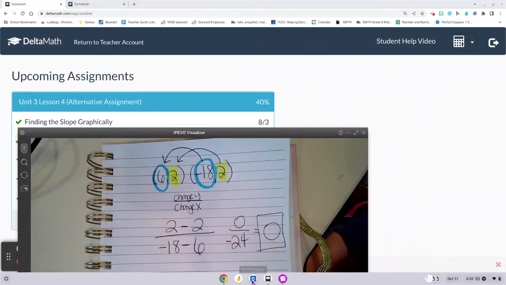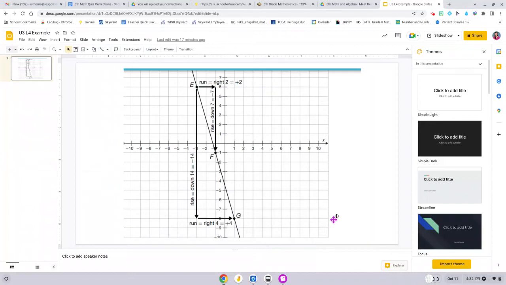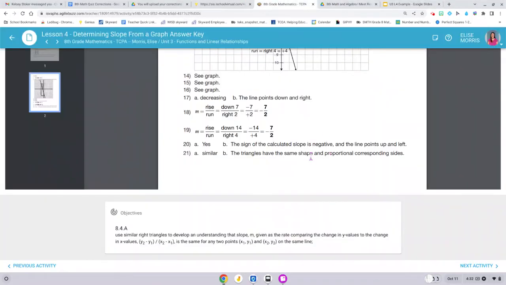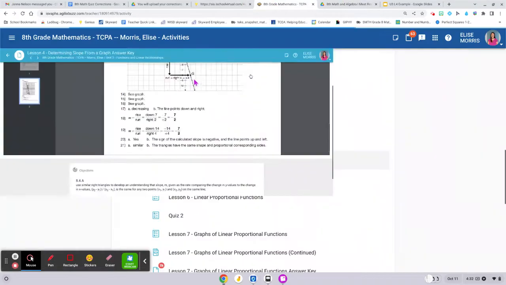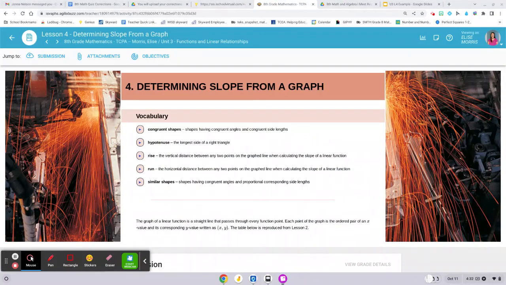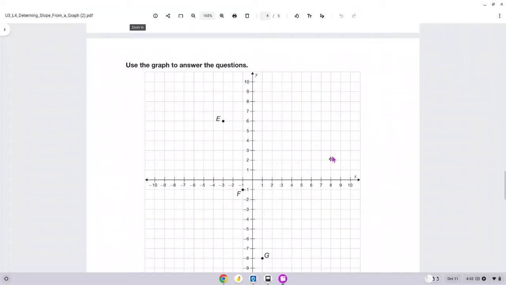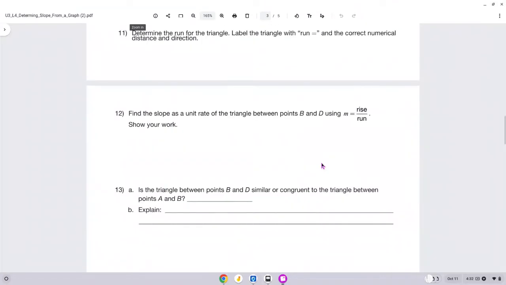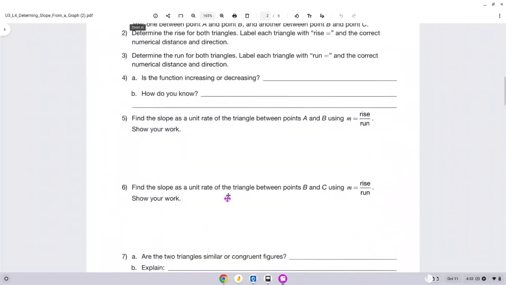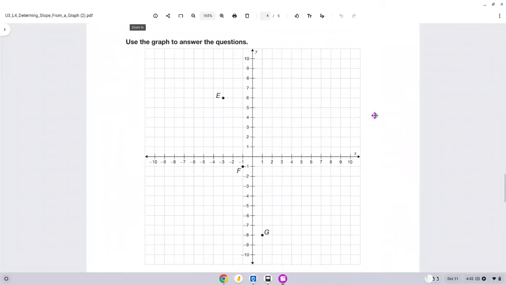Let me go ahead and do an example. Okay, I put it here. That's not what I want. There we go. So for those of you that did not opt to do the Delta Math, then this was the submission, and I'm choosing to do the second one. So you'll do the first 13, okay, after I show you an example here.